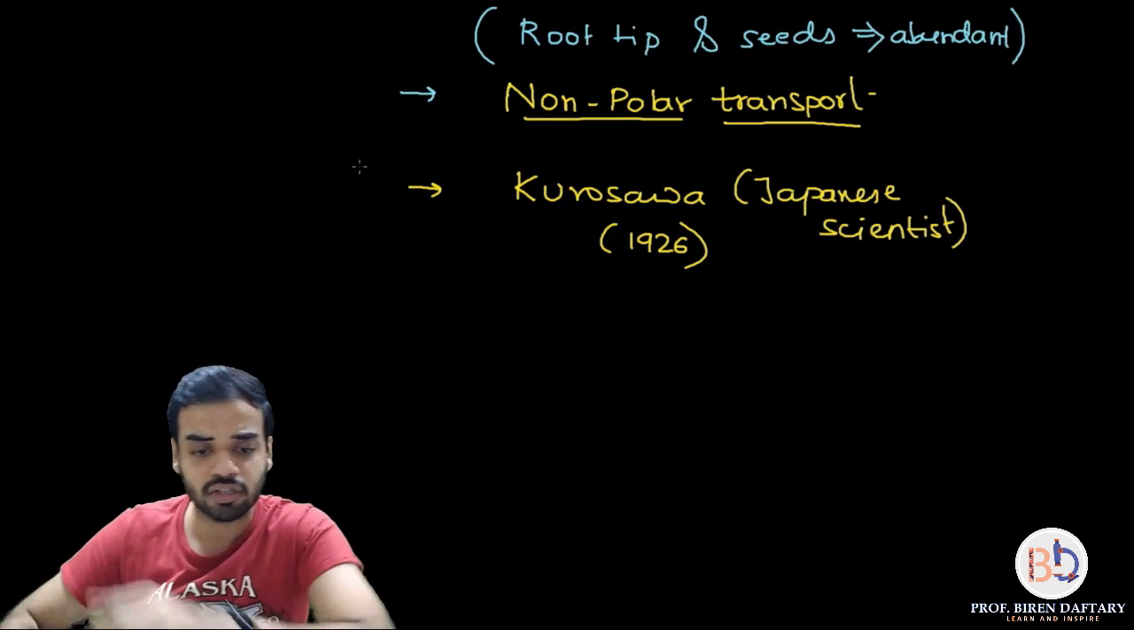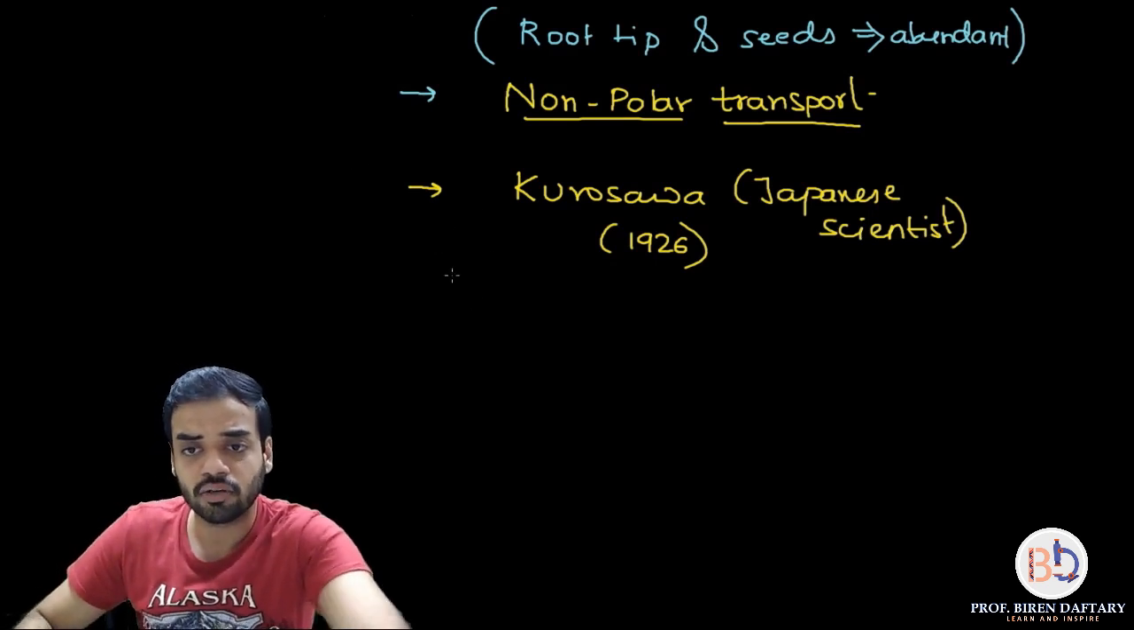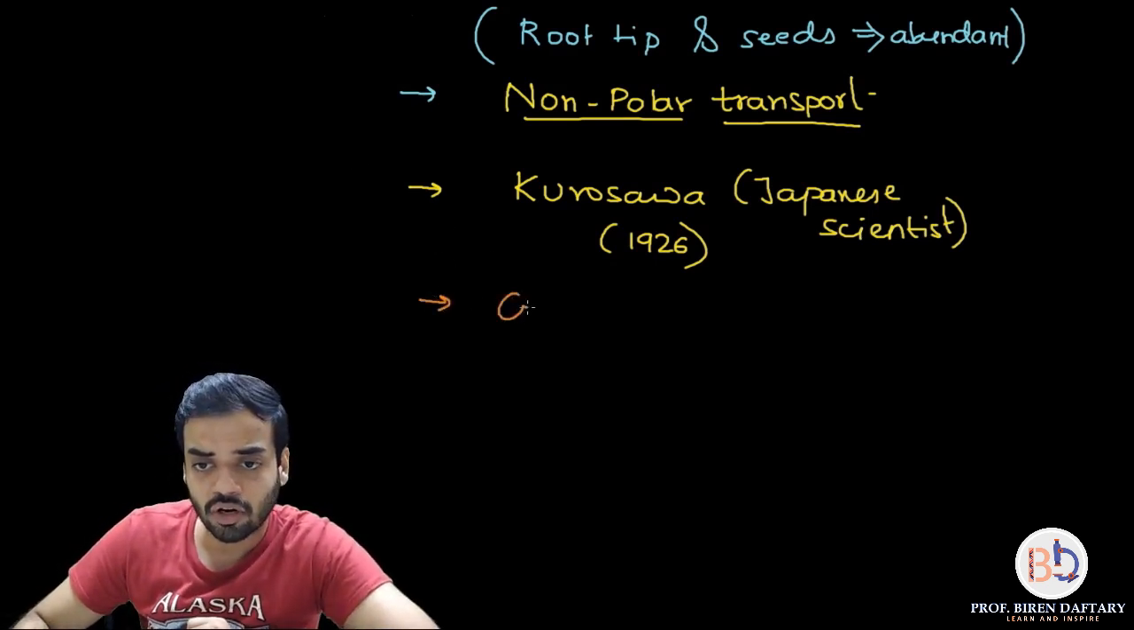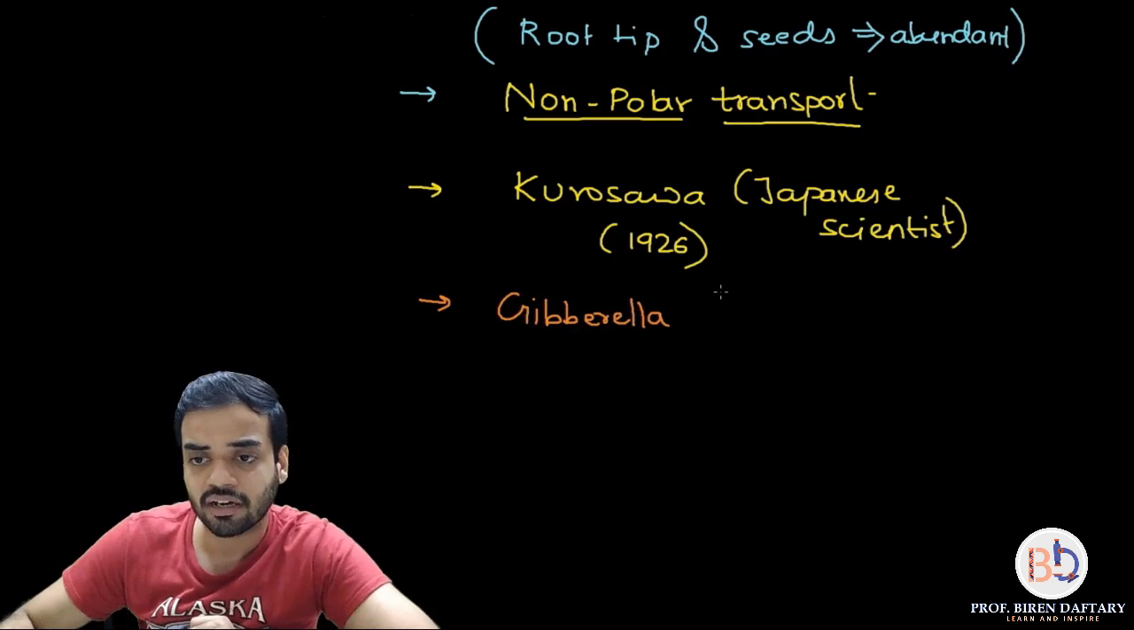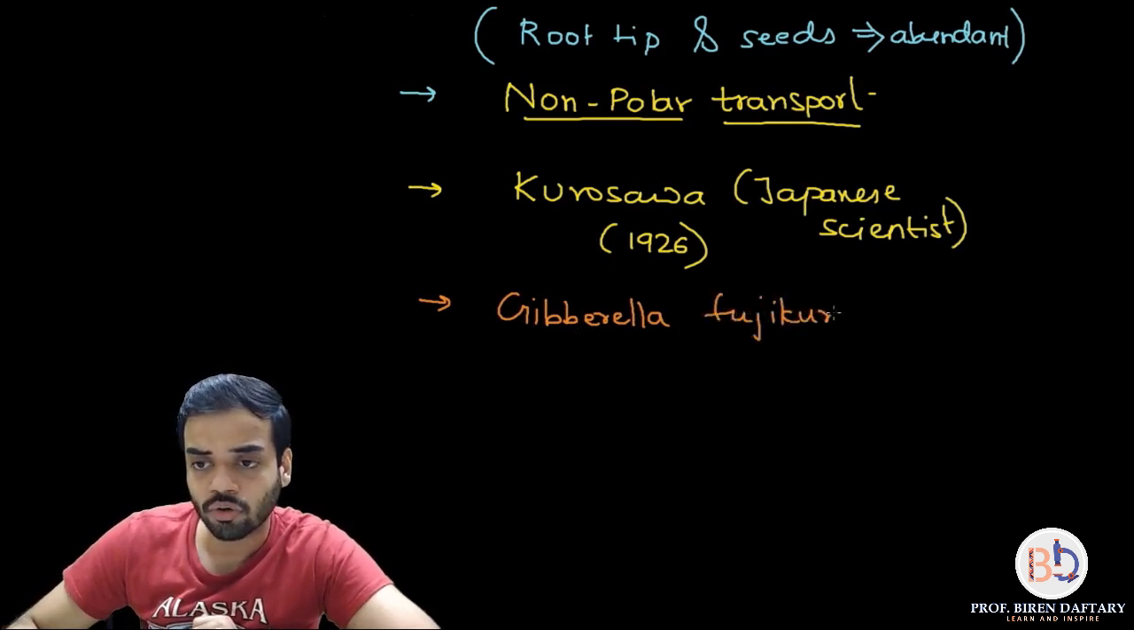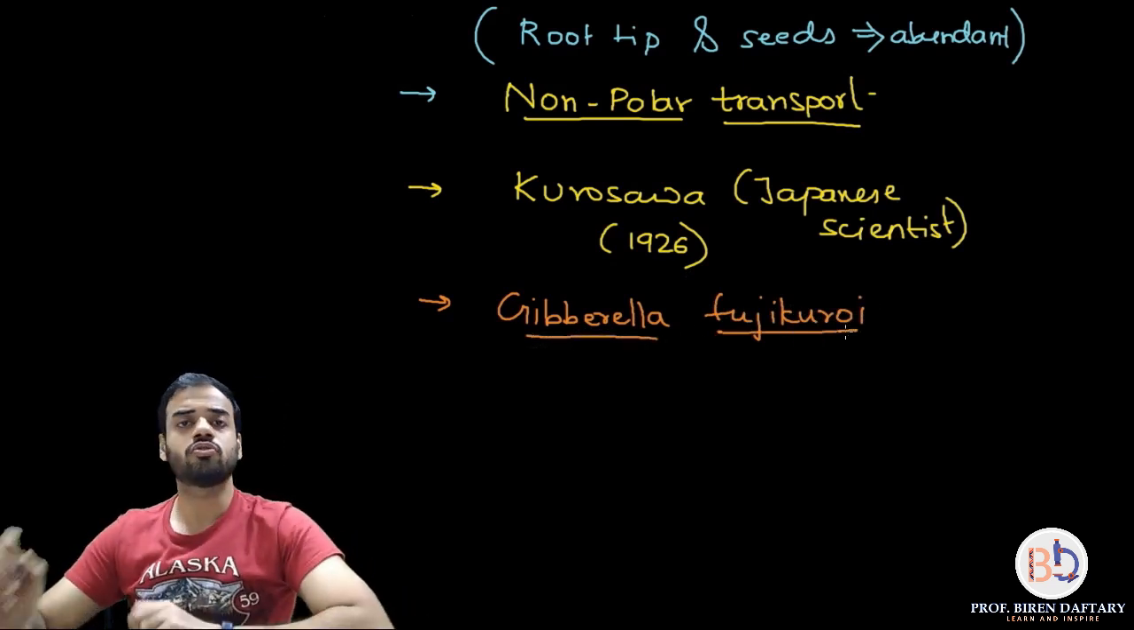Okay, I will write down the name of the fungus over here. The fungus is called, so the spelling will be similar, double B, Gibberella, and fujikuroi. This is the name of the fungus. It is a scientific word, so please underline it.